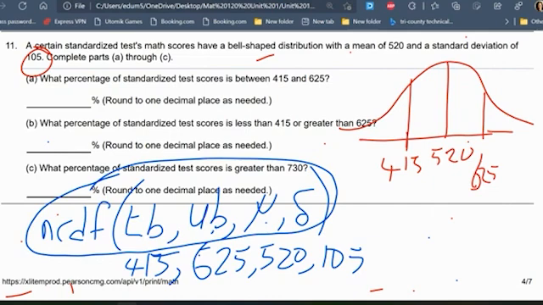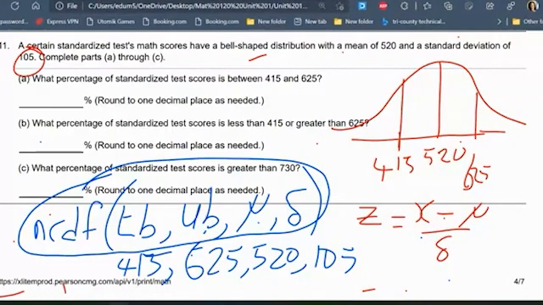Okay, what do I mean by standardizing? Find the z-score. The z-score for the lower bound is value minus mean divided by standard deviation. What is the value? 415. So the z-score for 415 is 415 minus the mean, which is 520, divided by the standard deviation, which is 105.